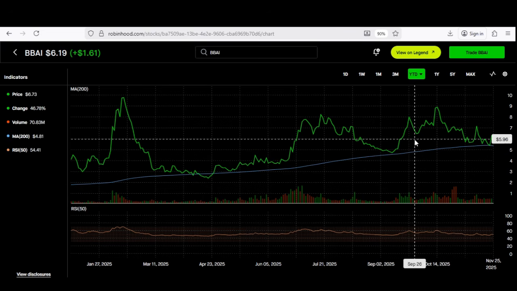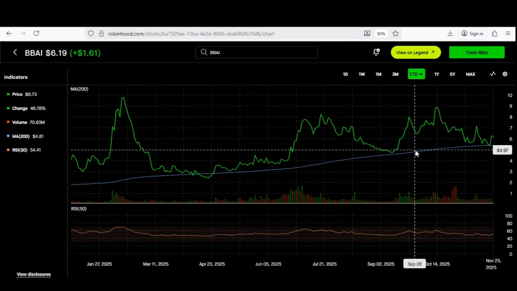If I were to go down here and draw a line right here, you're going to see that BBAI has a very strong support at around the $5 level. Does the stock go below the $5 level? Several times. Does it come back up? Yes, it does. So the $5 level is going to be the strong support for the bottom of our channel.